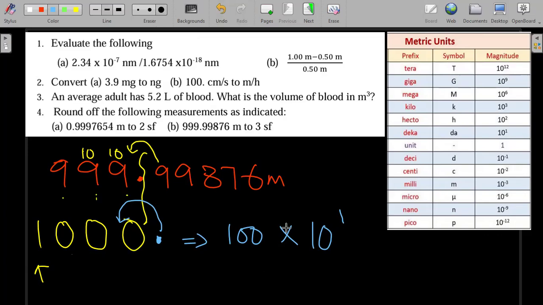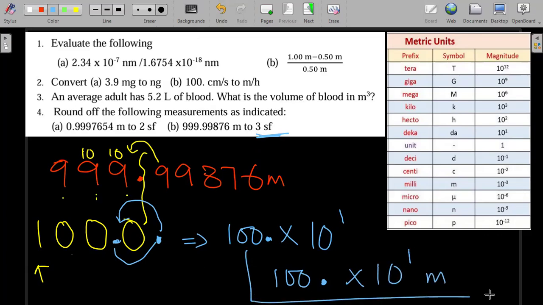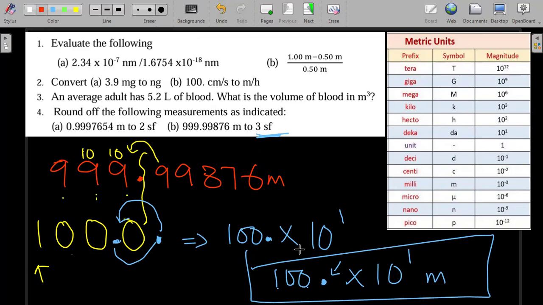And then how do I make this have three significant figures? I add the point there. So I've just moved this point here to this point. So 100 point times 10 to the power 1 meters. This number here has 1, 2, 3 significant figures. Why is it 3? Because there's this point here. If there's the presence of a decimal point, then the trailing zeros, which are this one and this one, will be counted as significant. All right, so that's what we can do there.